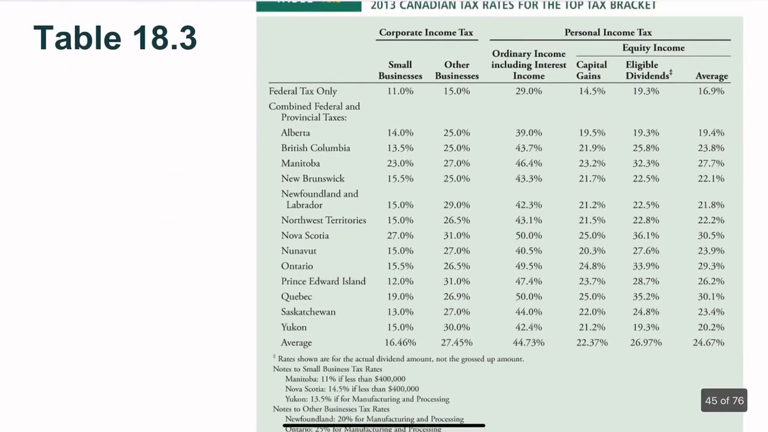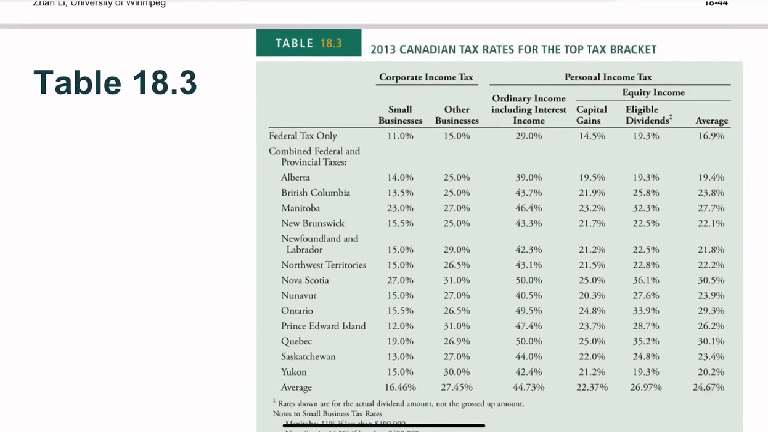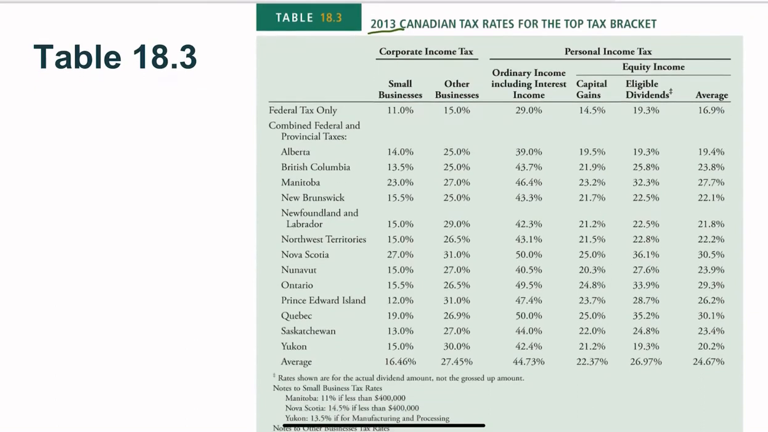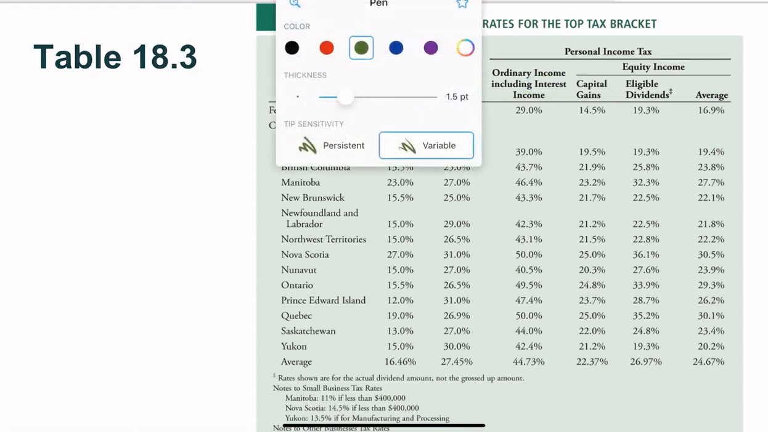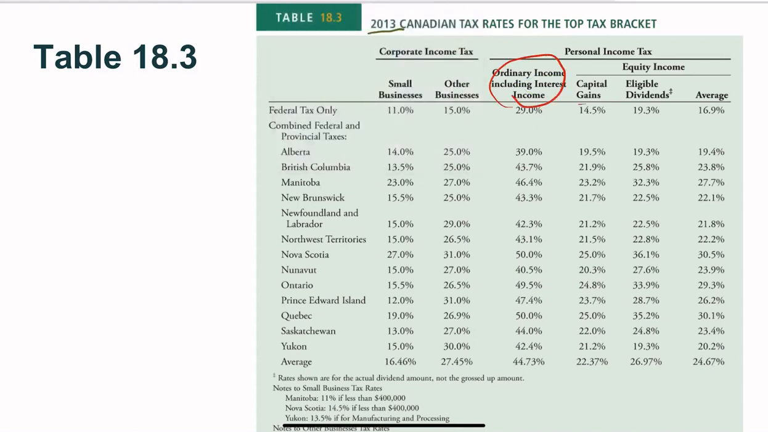So let's first look at some actual tax rates in Canada. Of course, this is an old table. It's 2013, but it's pretty easy for you to find up-to-date information by just Googling it. So let's look at several different kinds of income taxes. Our main focuses are tax on interest income, tax on capital gains, and tax on dividend.